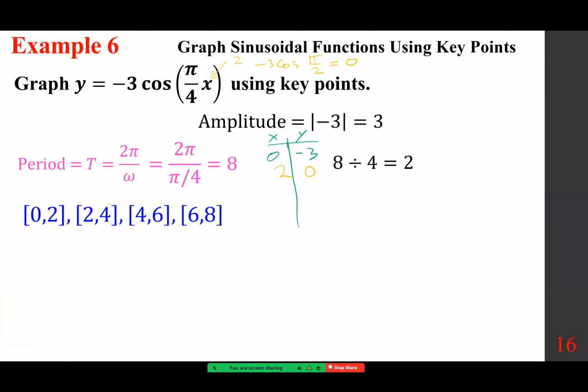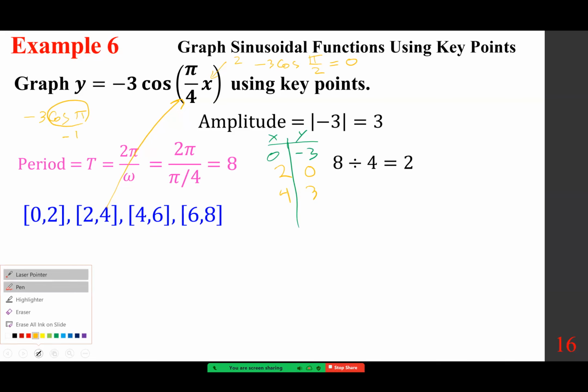Let me also show you 4. If I put 4, I get minus 3 cosine of... Now, 4 and 4 cancel each other, pi. As you know, cosine of pi is negative 1 times negative 3 makes it positive 3. Therefore, I'm going to write 4 gives me 3. So I hope you see it's very simple.